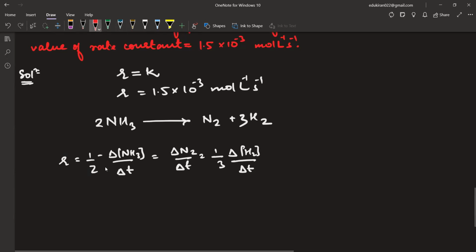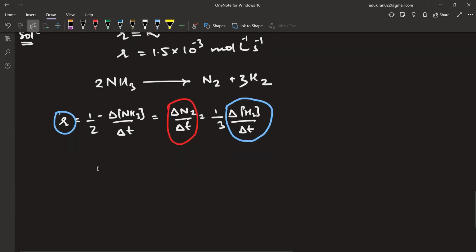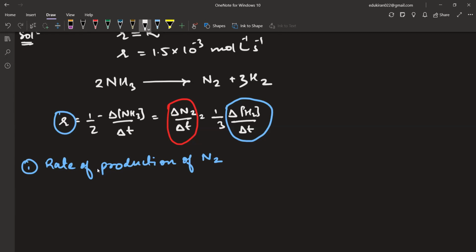So what are the things we have to find? We have to find this part and we have to find this part only. So we'll equate both of these with R. First of all, number one, rate of production of N2. For the rate of production of N2, we will just equate this and this. So delta N2 upon delta T is equal to R, which is equal to 1.5 into 10 to the power minus 3 moles per liter per second.